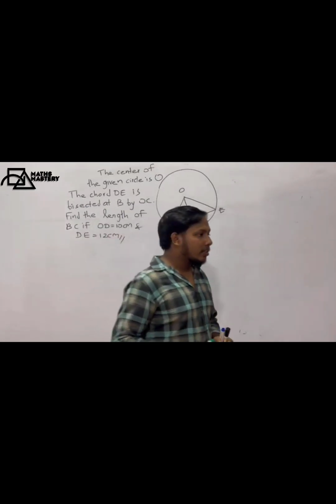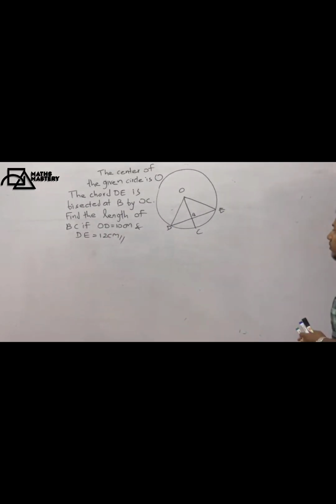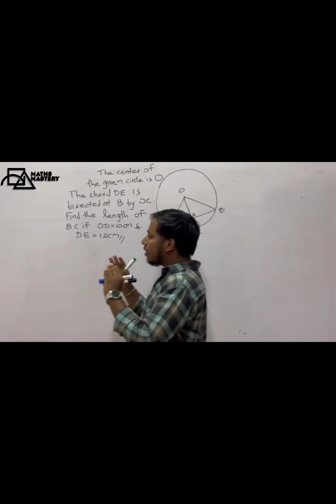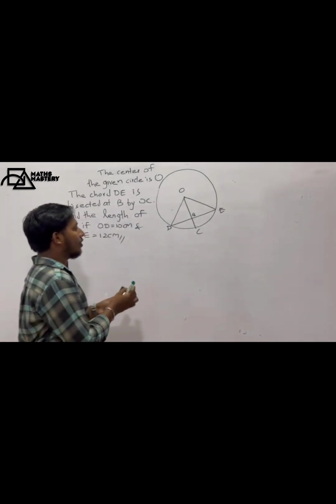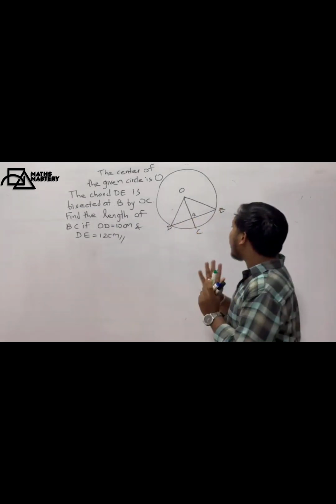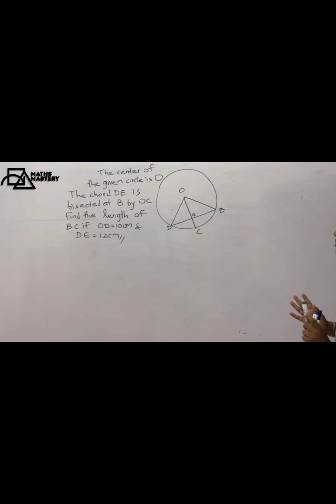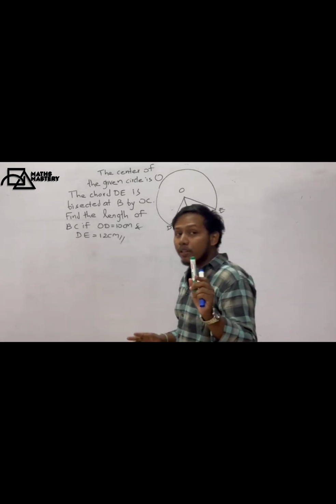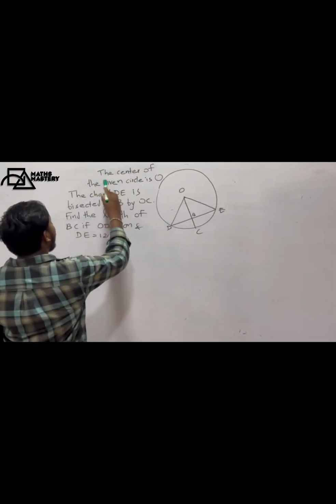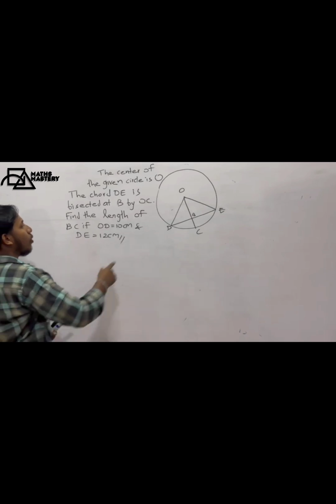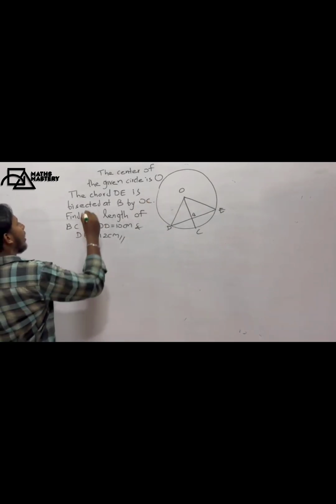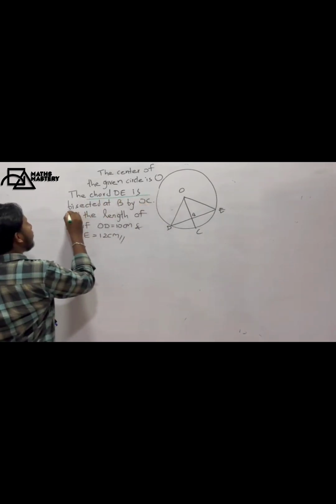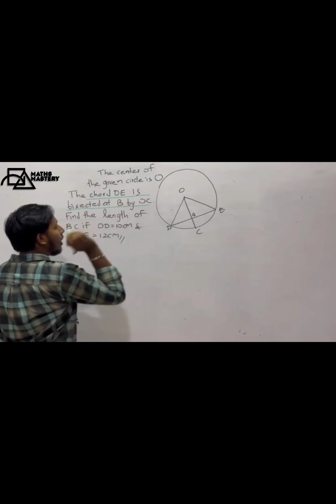Okay students, so this is some sort of a tricky question. If you have the theory knowledge about chords of circle only, you can be able to solve this question. Okay, now let's read this question carefully. The center of the given circle is O. The chord DE is bisected at B by OC.